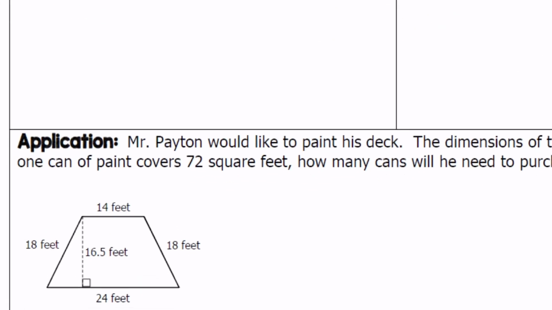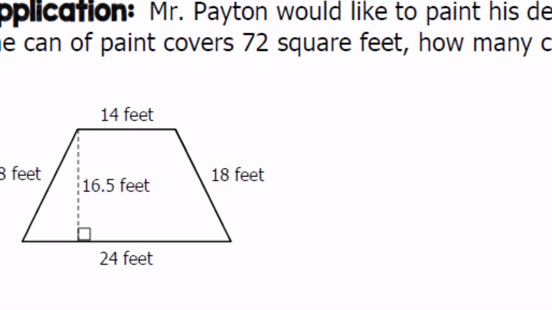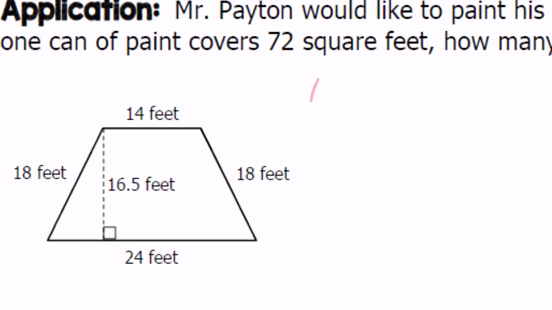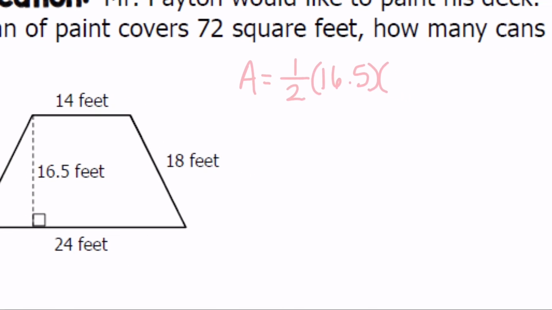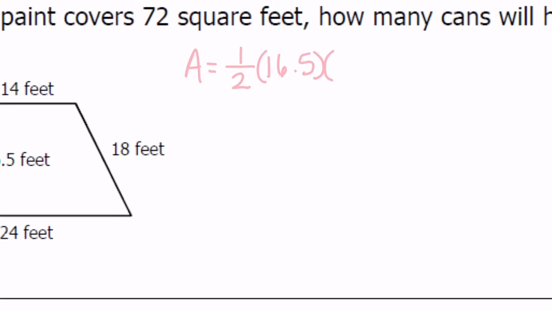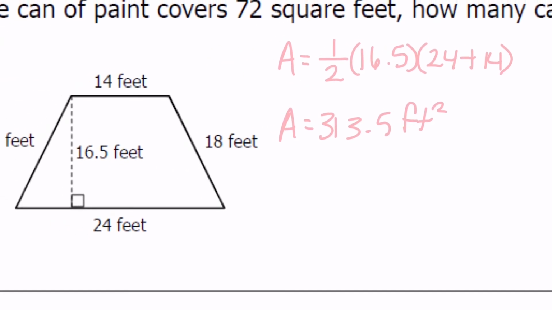So we need to find the area of this trapezoid. The area equals 1/2 times 16.5 times 24 plus 14. I'm going to put that in my calculator, and I end up with an area of 313.5 feet squared. So that's the area of the deck.